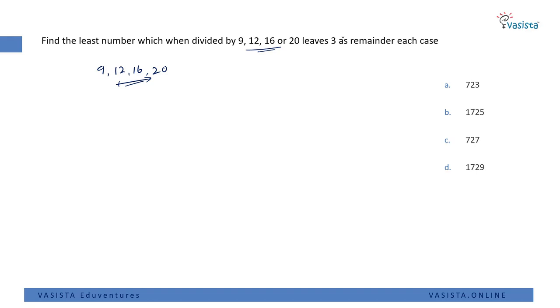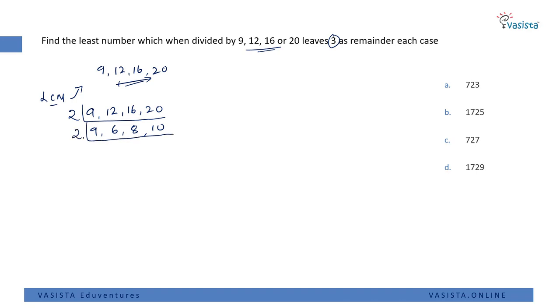But we are supposed to find the number that leaves 3 as the remainder when divided. Let us check here. So find the LCM first, the LCM of 9, 12, 16 and 20. Let us start with 2. 9 I can't divide, right? 2 6s are 12, 2 8s are 16, 2 10s are 20.